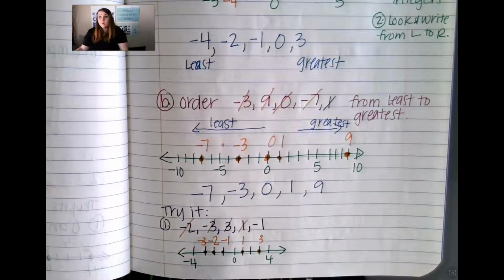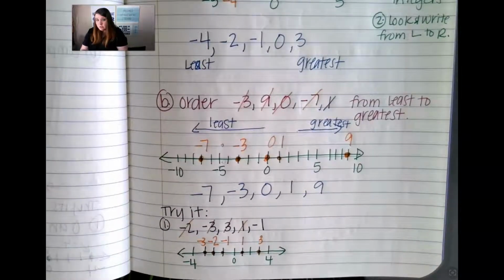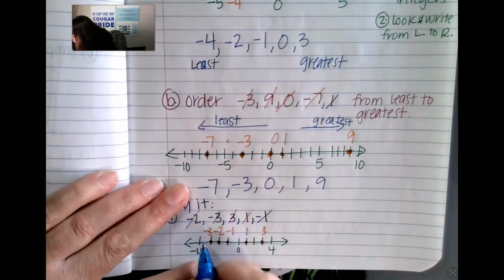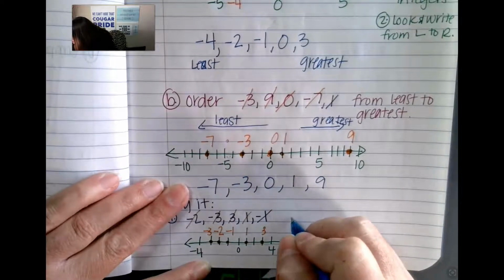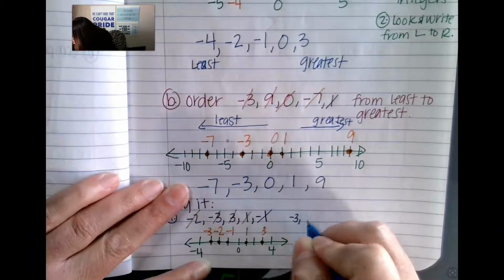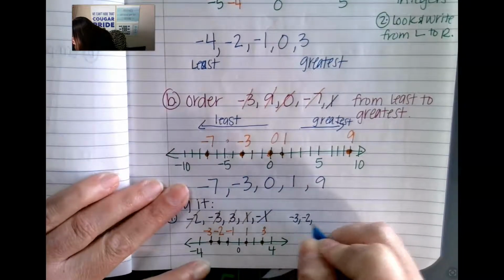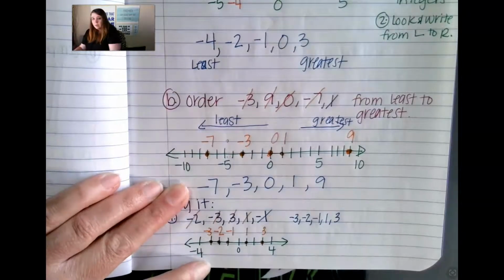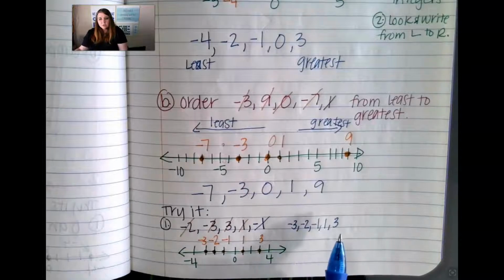Now I'm going to put these in order from least to greatest by looking left to right. Oops, again, I forgot to cross that one off. All right, so my first number is negative 3. Then I have negative 2, negative 1, 1, and 3 from least to greatest.